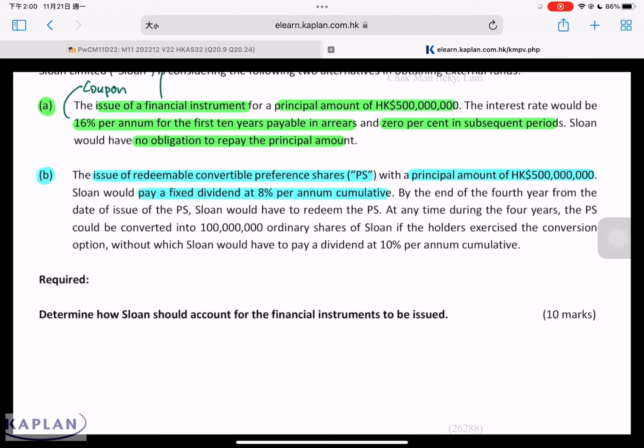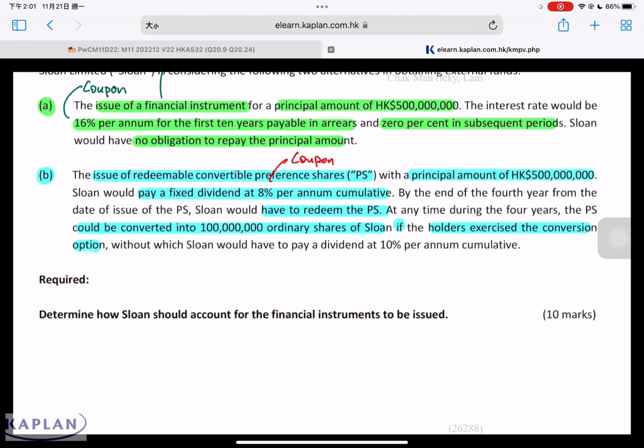So this payment of fixed dividend, 8%, represents the coupon rate. By the end of year 4, from the date of issue, the company will have to redeem the preference shares. Anytime during the 4 years, the preference shares could be converted into 100 million shares if the holder exercises the conversion rights. Investors have the right to convert $5 into 1 share.